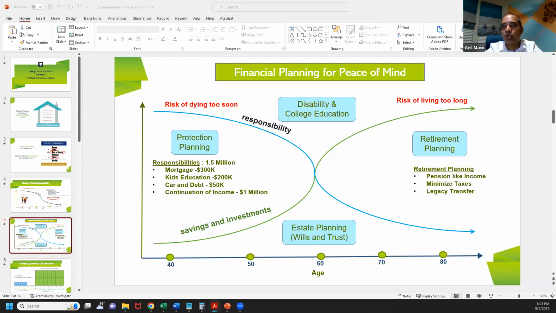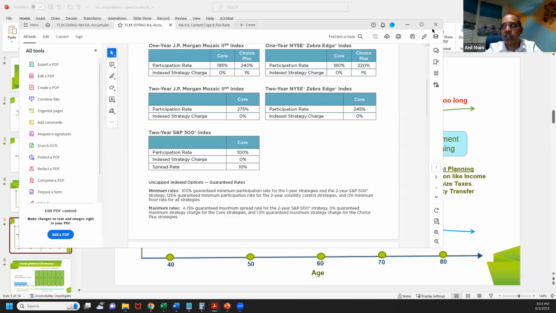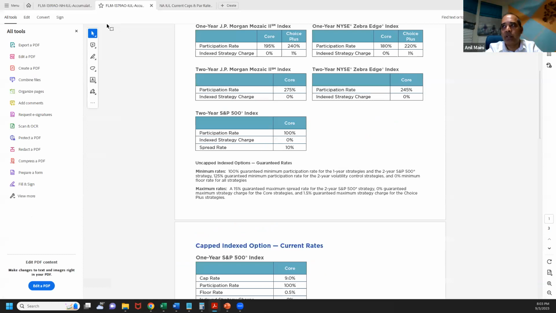Most of the time, if husband and wife are available for IUL for the financial planning, then we try to do one, the husband on Nationwide and the wife on North American, for diversification purposes and to take advantage of all the benefits from the two major companies.